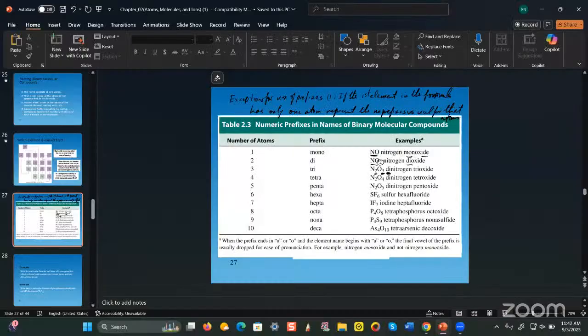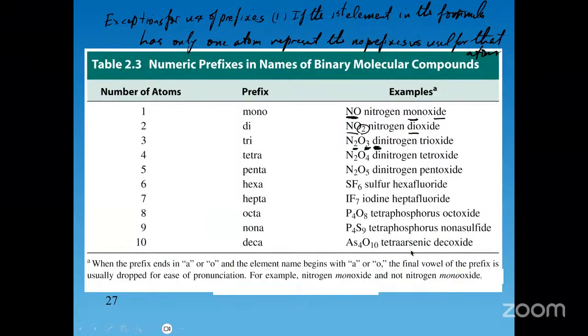Okay, sorry about that, folks. Again, I have to apologize to you guys out there in Zoom. Okay, so let me back up a bit in terms of what I'm saying here. I was using this example right here, P4O8, right? The prefix for 4 is tetra, so it's tetraphosphorus, and then octoxide for the 8 oxygens, right? And I was mentioning that if the prefix ends with an A or O, and the element name begins with an A or O, then the final vowel of the prefix is usually dropped for ease of pronunciation.